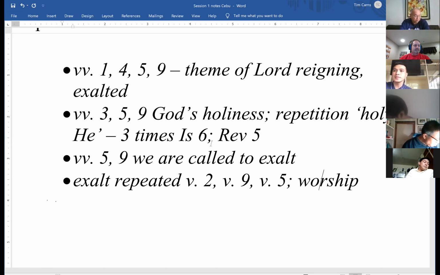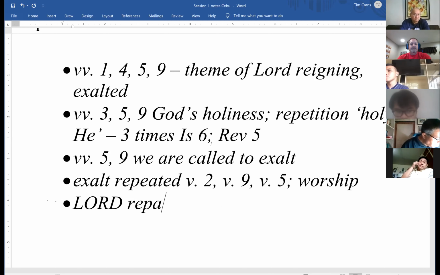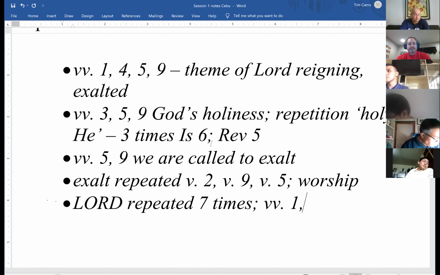The word Lord repeated 7 times. Yeah, and Lord being capital, right? Yes. Remember when, let me just repeat it. How many times did you count? 7 times? 7 times. And again, remember. Verse 1, verse 2, verse 5, verse 6, verse 8, and 2 in verse 9.